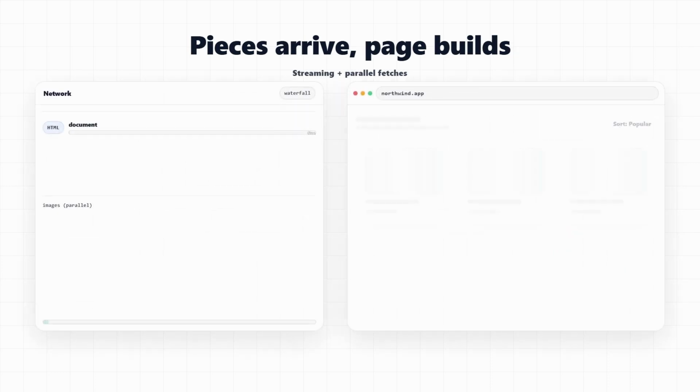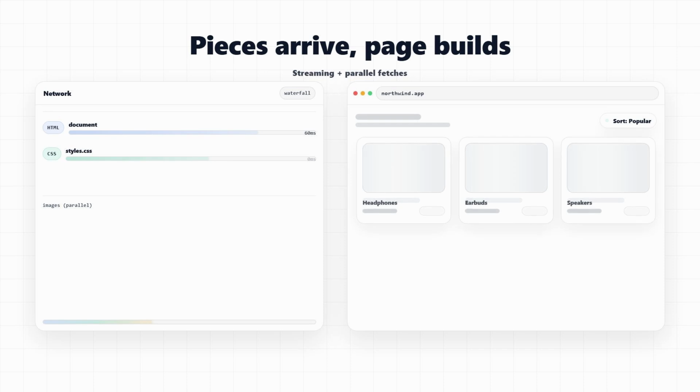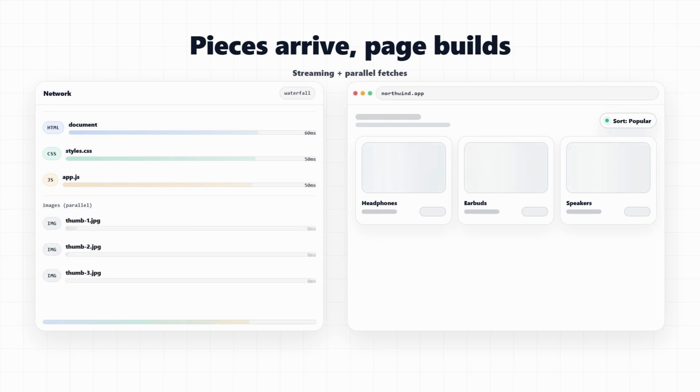The response comes back, often in pieces. Usually the HTML arrives first, so the page skeleton can appear quickly. Then the CSS arrives and the layout snaps into place. Then JavaScript loads and the page becomes interactive. Images and other assets load in parallel, so the UI fills in progressively, instead of waiting for everything at once.